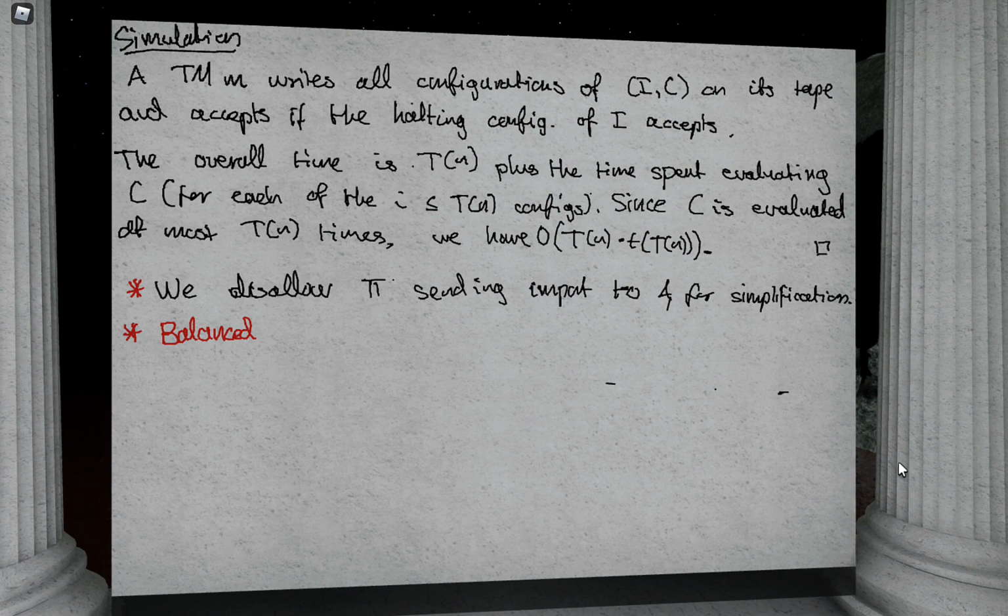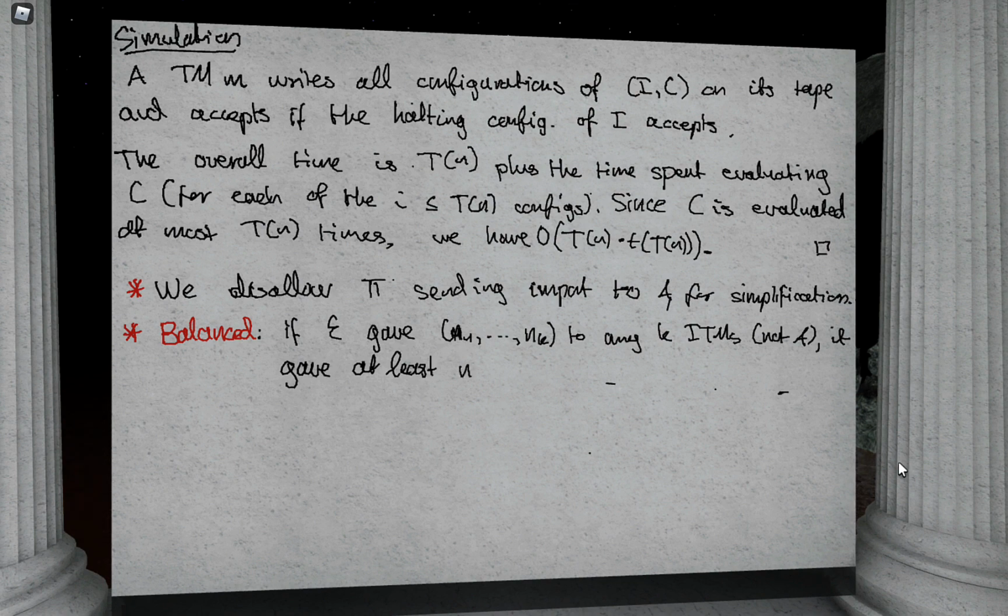So balanced says if the environment gave n1 ... nk to any k ITMs, it also gave to any k ITMs not including the adversary, then it must have given at least the sum of these to the adversary.